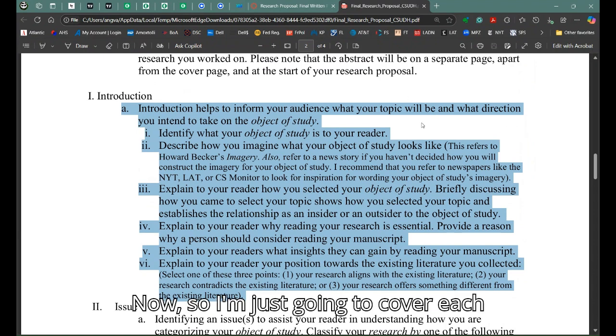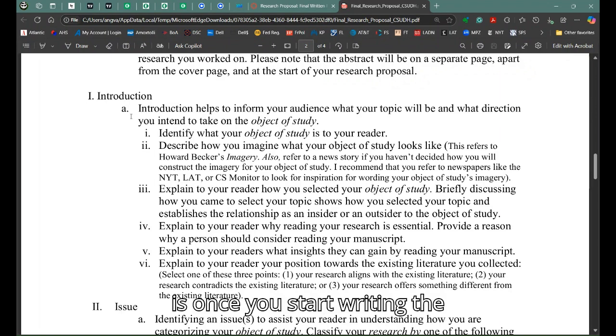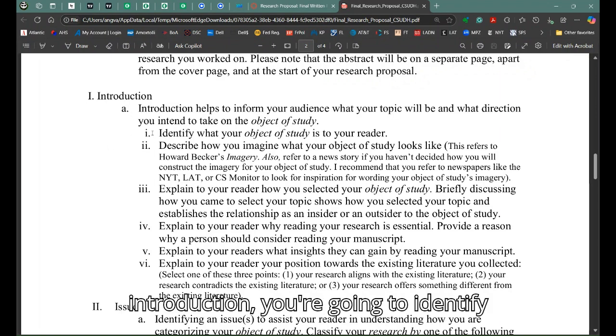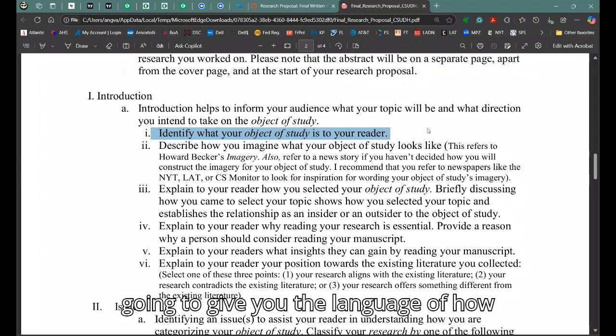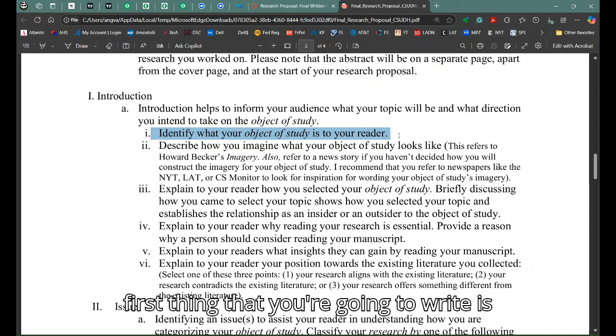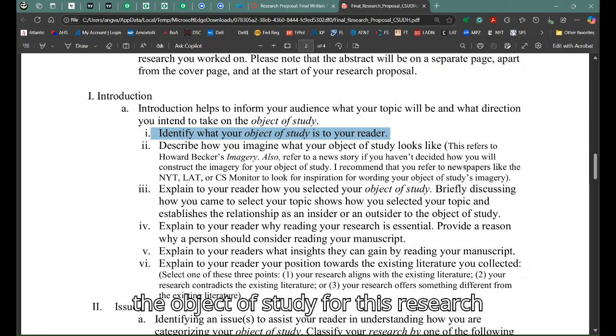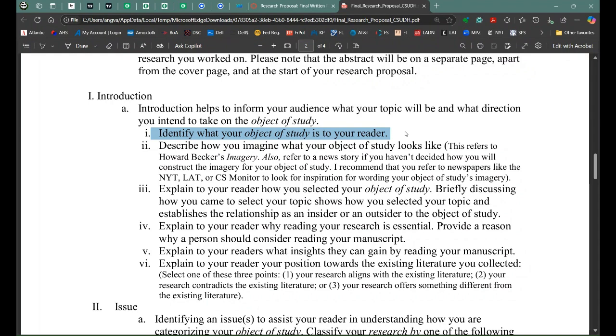Now, I'm just going to cover each point. So then what you're going to do is once you start writing the introduction, you're going to identify what your object of study is. And I'm going to give you the language of how you're going to start this. All right. And the first thing that you're going to write is the object of study for this research proposal will be society and blank.